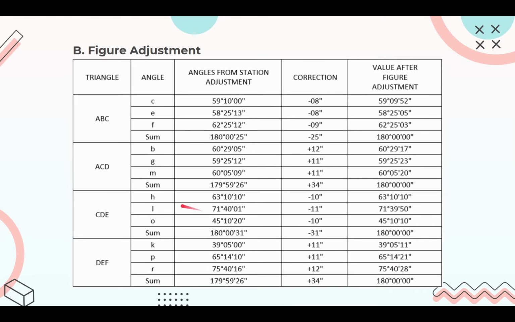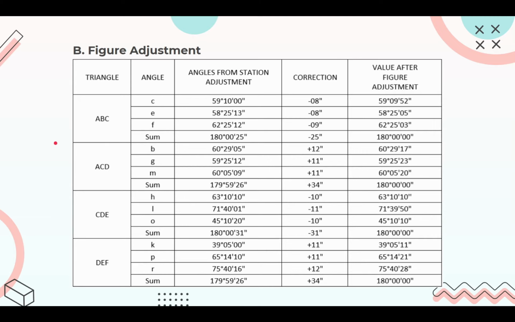Once again, we must remember that we cannot solve for the figure adjustment without solving for the station adjustment first. That is because the values of angle prime that are used in figure adjustment come from the computed values of the station adjustment. So that's all for the adjustment of chain triangles, and now we are going to proceed with the strength of figures.